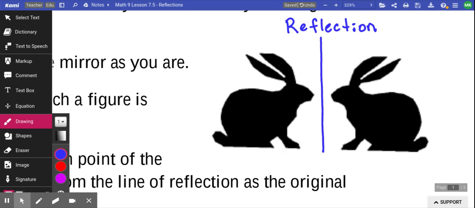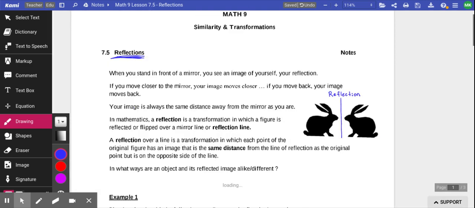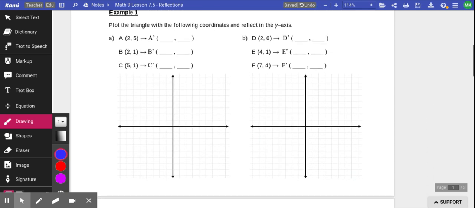There's 3 different ways we do this. So we do it on a grid, usually about the x-axis or the y-axis. So we're going to be flipping it on the axes. And then sometimes we actually flip it on random lines on our grid, which I'll show you that too. Let's just jump right into it because I think that's the best way to do it. So let's talk about reflecting some points.